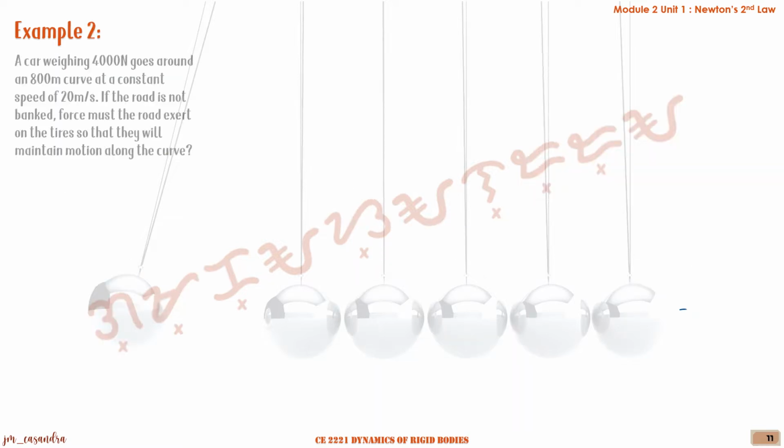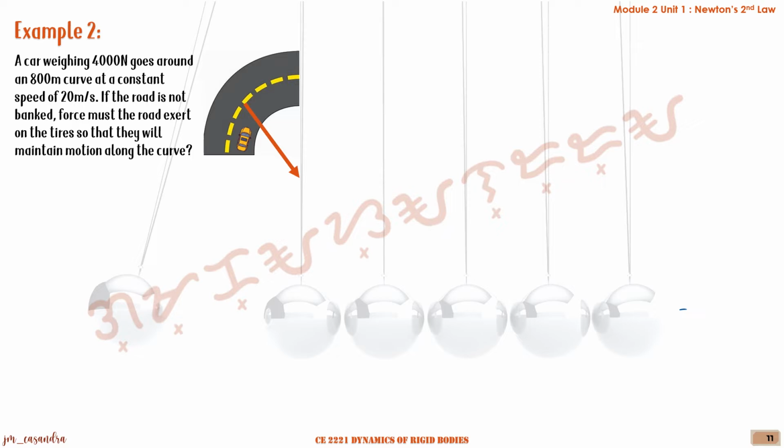Okay, so we have example number 2. A car weighing 4,000 newtons goes around an 800-meter curve at a constant speed of 20 meters per second. So if the road is not banked, meaning it's not elevated, so it's flat, what force must the road exert on the tires so that they will maintain motion along our curve?